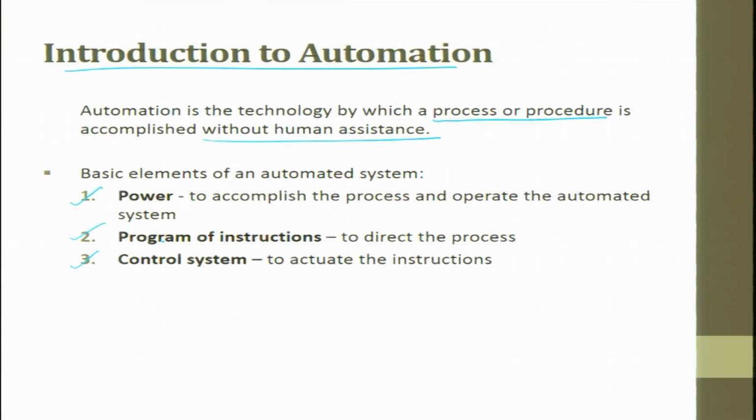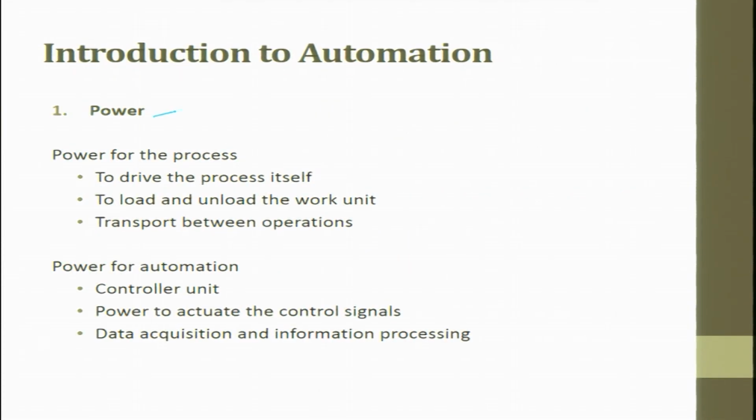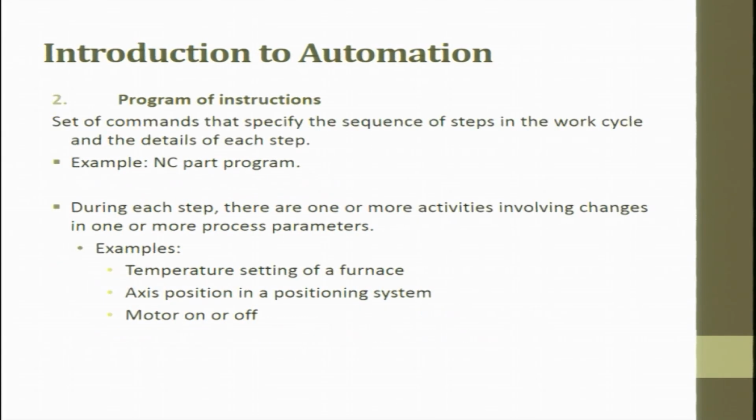Power is needed to accomplish the process and operation in automation. The power source is to drive the process itself, to load and unload the work unit, and to transport between operations. That is the power's job. Power is also given to the control unit, to activate, and for data acquisition and information processing.